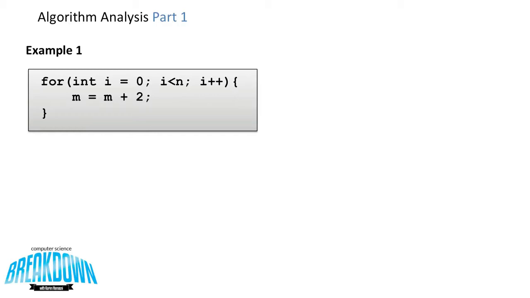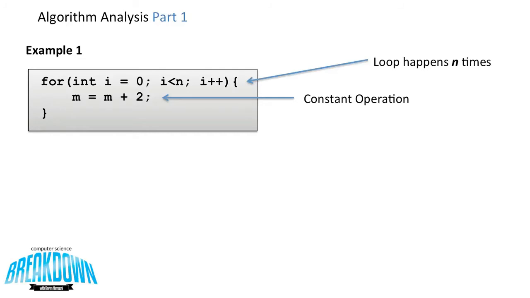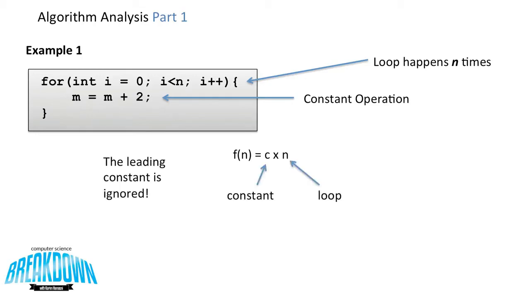If we look at this simple for loop here, on the inside there's a constant operation, a simple addition. On the outside there's a loop that happens n times. So our function is the constant times n, which is the amount of times that happens. The leading constant is typically ignored. So our function has big O of n.